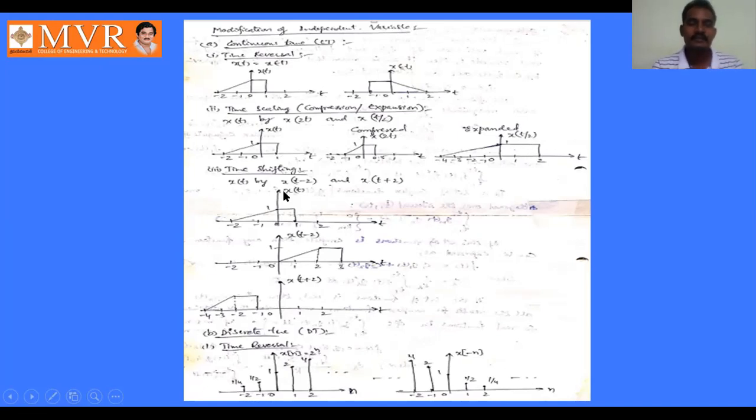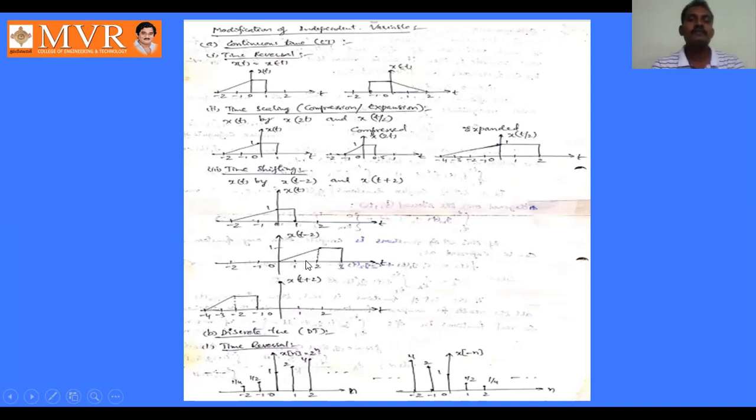Similarly, time shifting can be done towards the right side or left side by 2 units. Here it is x of t minus 2 and x of t plus 2. If it is x of t minus 2, it is shifted towards the right side along the x-axis by 2 units. In the actual waveform x of t, it starts at minus 2. It will be shifted towards the right side by 2 units: minus 2 to minus 1, 1 unit, minus 1 to 0, another unit.